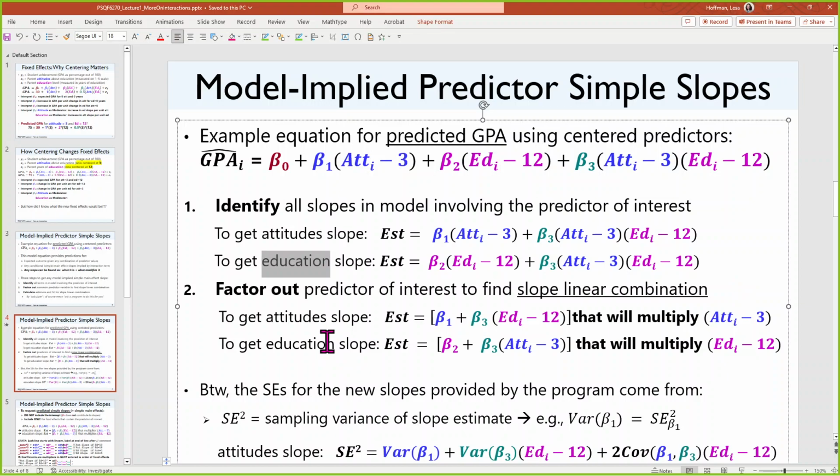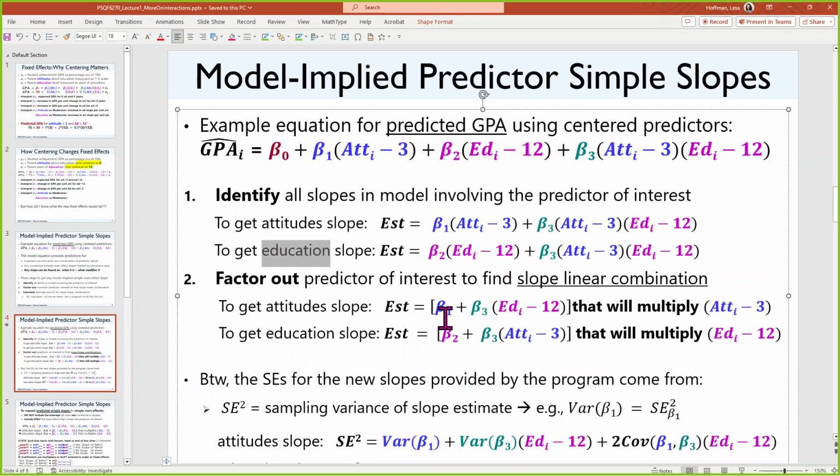I then factor out the variable the slope is for. So attitudes goes behind it in the first one, education goes behind it in the second, and the stuff that's left in the brackets, that's my equation. What it is plus what modifies it. To get the attitude slope, you start with the attitude slope, then you figure out what modifies it. Same thing with the education slope.